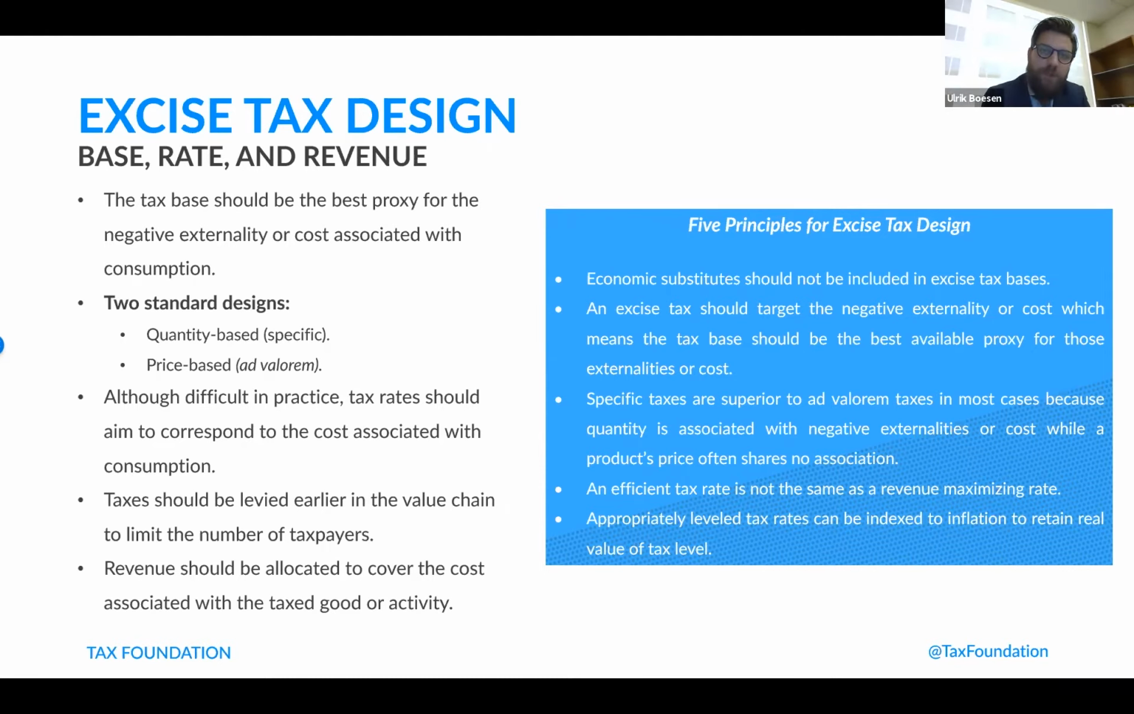The first of the principles is that economic substitutes should not be included in the excise tax base. And what I mean by that is, if you're taxing a product like tobacco, and there's a substitute good available, it could be vapor products. You don't want to include vapor products in your tax base because there's desirable substitution.